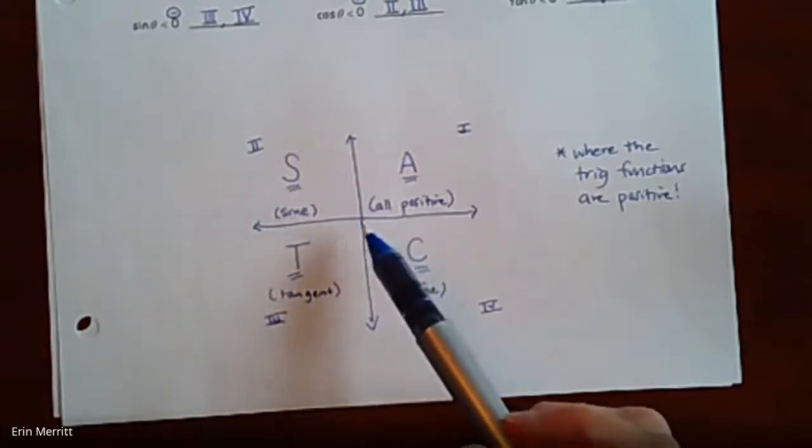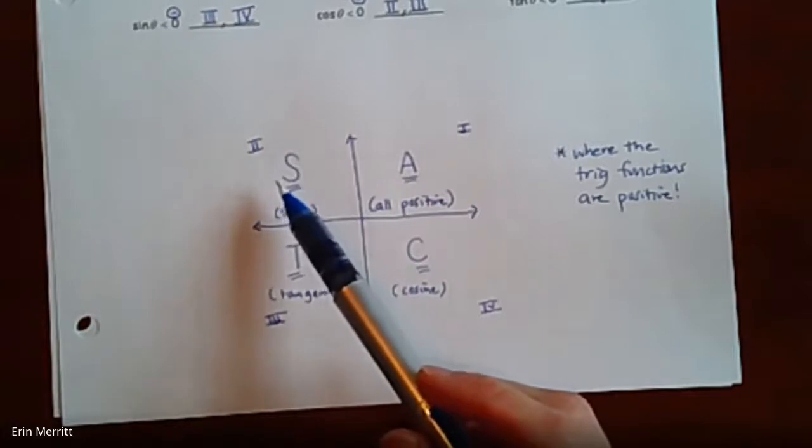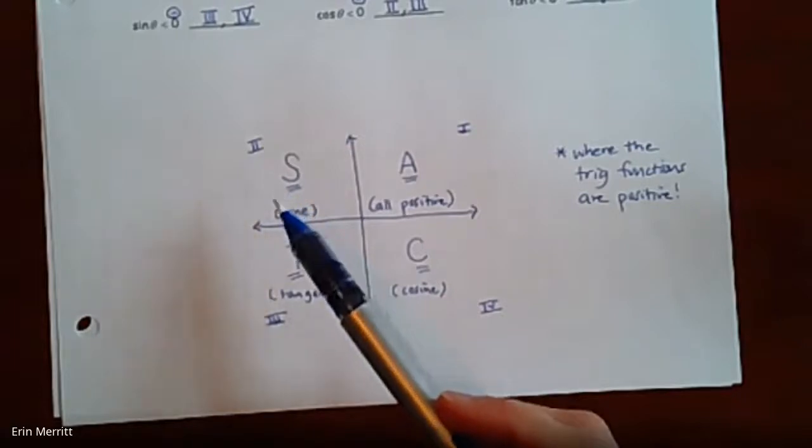So what this is, some people look at it and see cats, some see casts. I like to write it in the order of the quadrants. So I like to think of it as A, S, T, C, and it represents where the trig functions are positive. So if I take any trig function of an angle in quadrant 1, it's always positive. If I take any trig function of an angle in quadrant 2, well, sine will come out positive, but anything else is going to come out negative. But keep in mind, if sine comes out positive, the reciprocal cosecant will also come out positive.